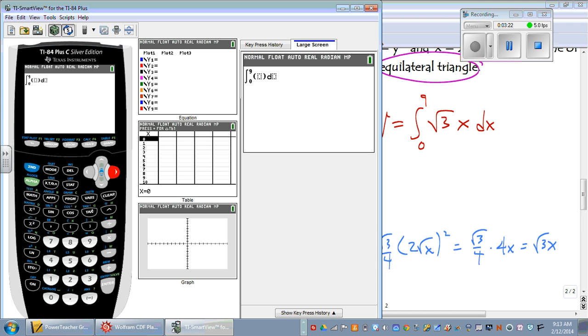So second, square root of 3 x dx. So we should get 70.148.